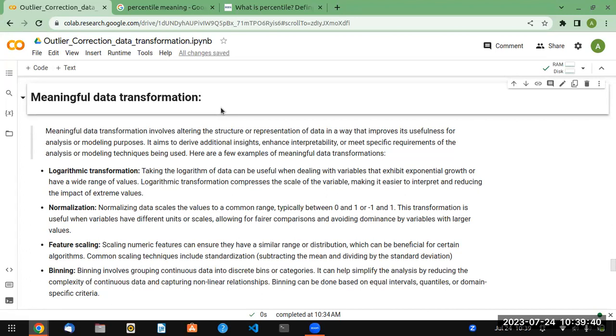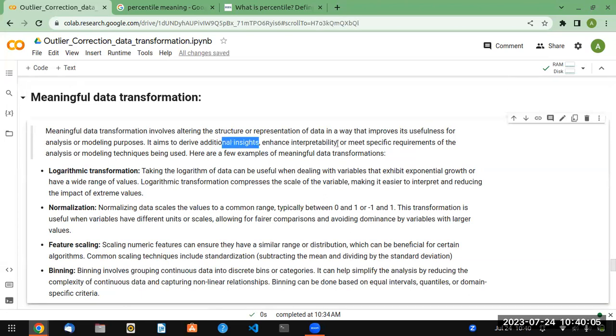But you can do one thing. Okay, let me first read it quickly. Meaningful data transformation involves altering the structure or representation of data in a way that improves its usefulness for analysis or modeling purposes. It aims to derive additional insights, enhance interpretability, or meet specific requirements of the analysis or modeling. Insights and interpretability.